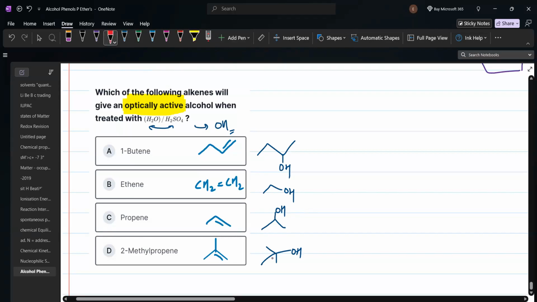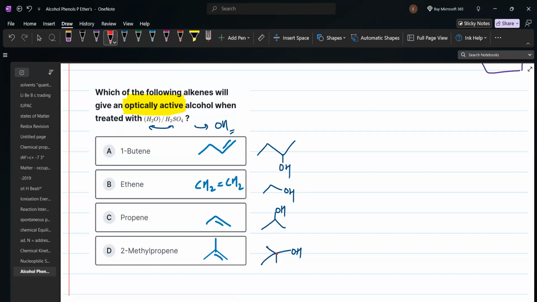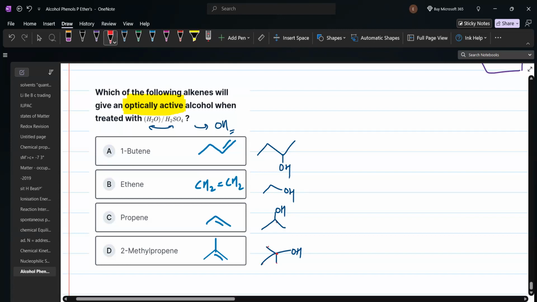So see, you have to check for chirality. This carbon is not chiral because a CH3 group is present. This is also CH3, this is also CH3, and all groups should be different. In this, two CH3 groups are present, so it is not chiral. And here we have two hydrogens present, so this is also not chiral. And on this carbon, one CH3 group is there, one C2H5 group is there, and one H is present. So this carbon is chiral. Okay, so this one is the correct answer.